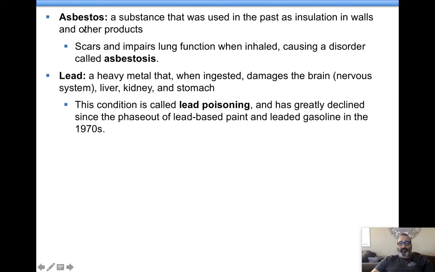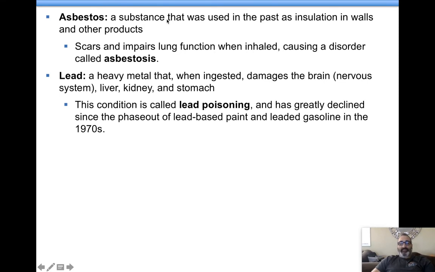Asbestos. This is a chemical that was used up until the 70s. It was an insulator. It's no longer used. Why? It's pretty bad for us. If you inhale it, it can scar the lungs and do damage to the lungs called asbestosis.